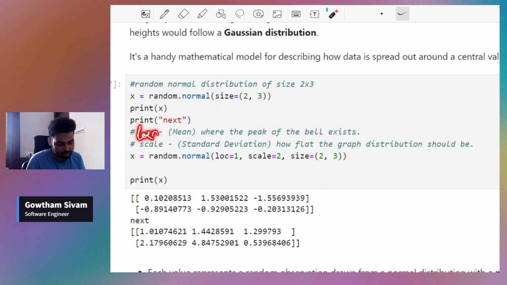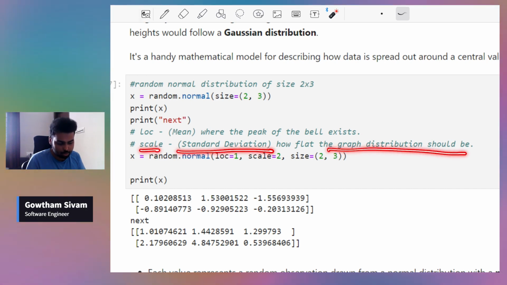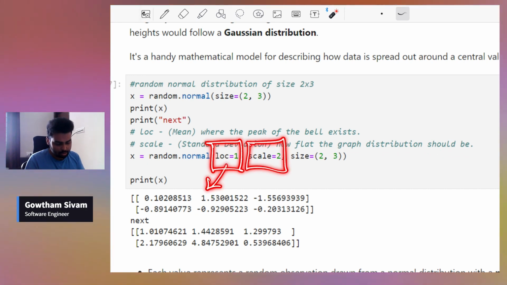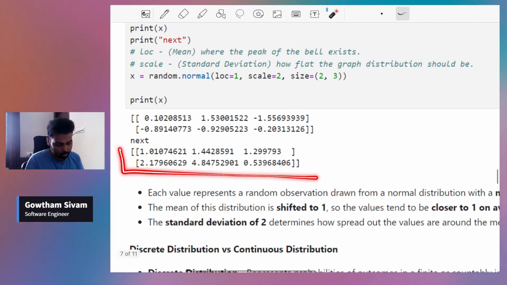One is loc, which is the mean, where the peak of the bell exists, and another one is the scale, which is the standard deviation, how flat the graph distribution should be. I have mentioned the mean to be 1 and the scale to be 2, and the returned array should be 2 by 3. That is what you see as an output here.